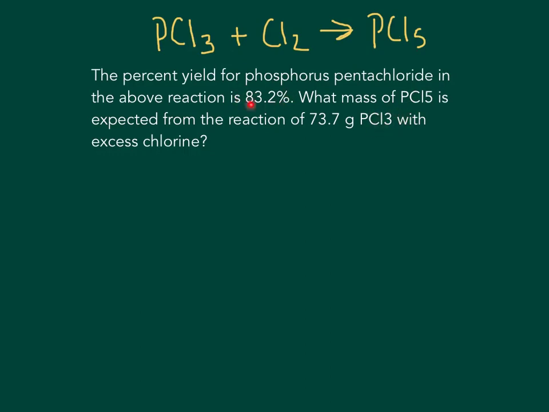You're given a percent yield again. You want to know what mass of PCl5 is expected. You want to know the actual yield of PCl5. And this is what you're starting with, 73.7 grams of PCl3 in excess chlorine, which means that chlorine is our excess reactant. PCl3 is what determines the amount of product. So go through those steps, and I'll give you the answer here also. The answer is 93.2 grams of PCl5.